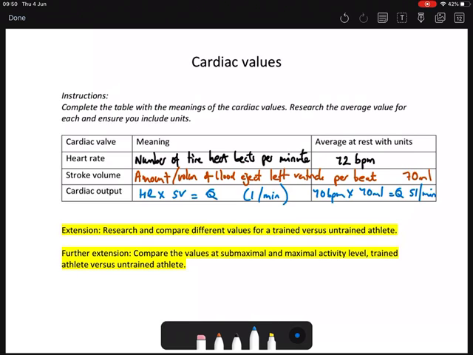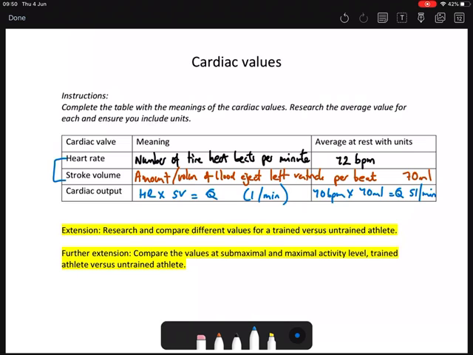Now, the way that I comment on it is that it is supply versus demand. So what would happen to these two during exercise? What am I demanding more of in exercise than I am at rest? Why would there be a change in these values at rest compared to at exercise?